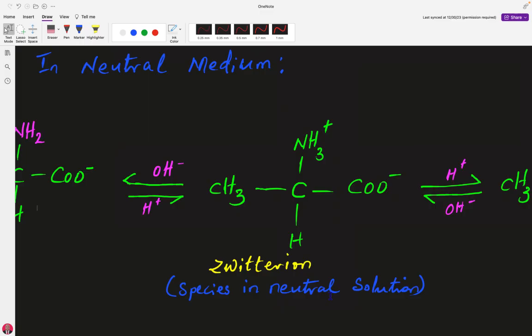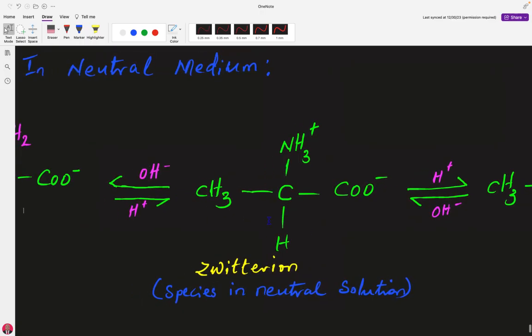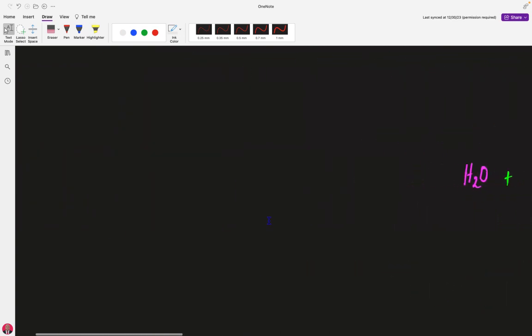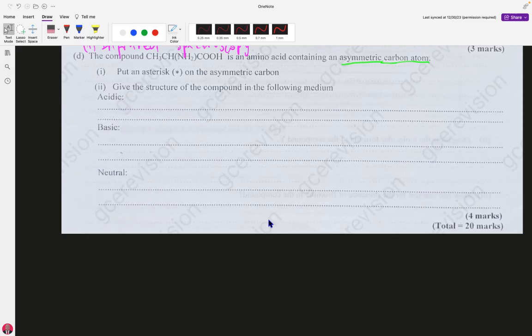So let's write for the zwitter ion, that is the structure in the neutral solution. So let's go back there and write our answers. A zwitter ion, the structure in a neutral solution. They say give the structures of the compound in the following medium. I was giving those equations just for the purpose of revision. A zwitter ion in a neutral solution is supposed to be this. Give the structure of the compound.